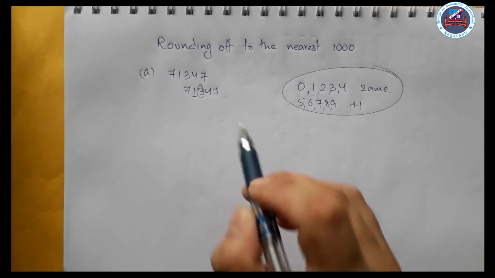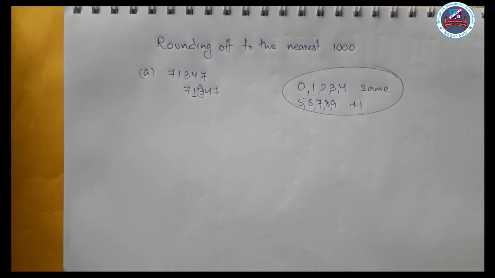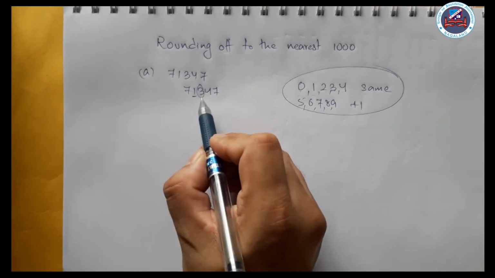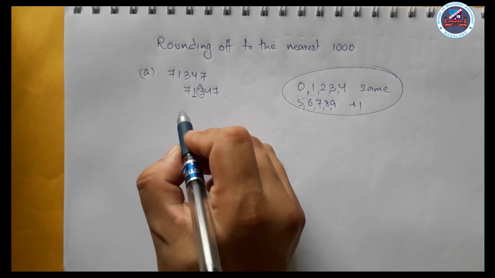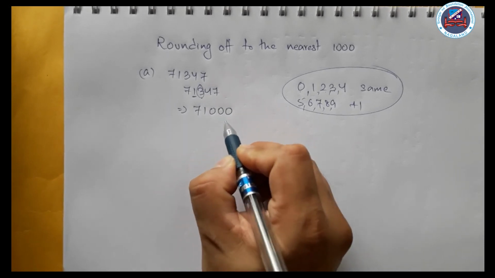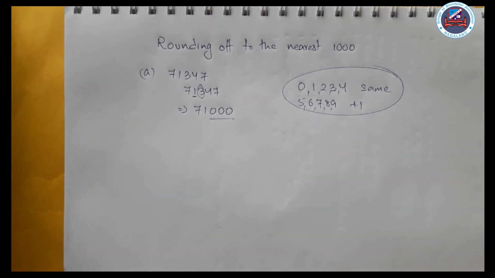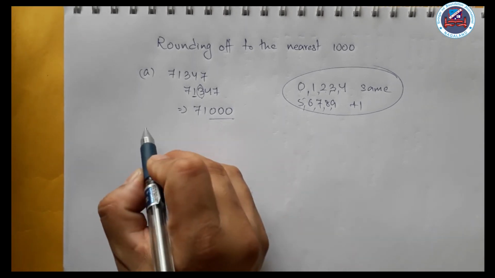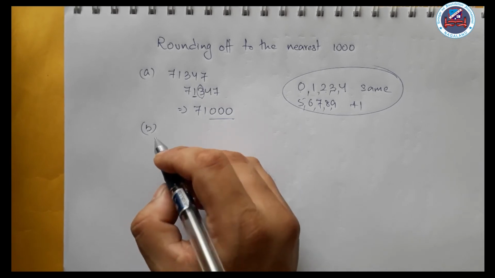Now this part, when you are doing your sums, you do not have to write. I am just doing this for explanation. So this is 3, so that means it will remain the same. So the answer will be 71000. The last 3 numbers will be 0 because this 1 will remain the same. Now let's take another example.